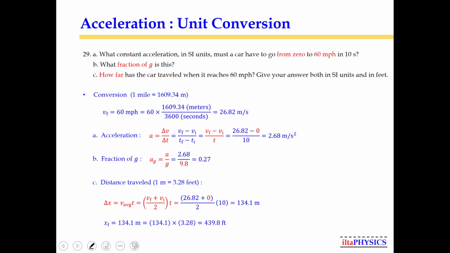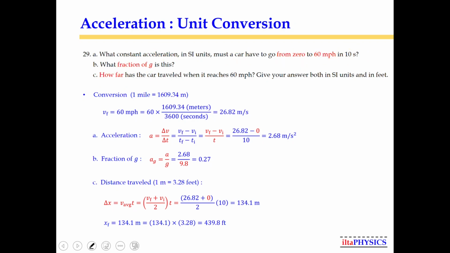Problem 29 is a basic question about uniform acceleration. However, it involves converting units, so let's look at it together. A car at rest accelerates to 60 miles per hour in 10 seconds. The problem asks us to find the acceleration, express it as a ratio of the acceleration due to gravity, and find the distance traveled during that time.